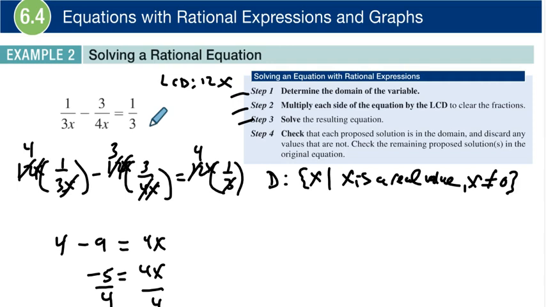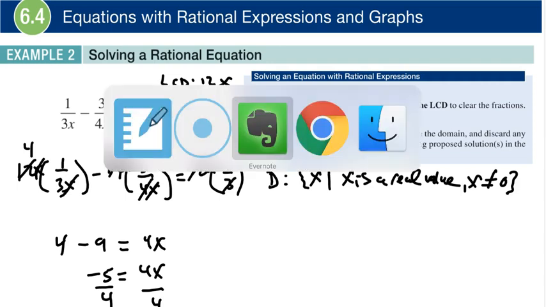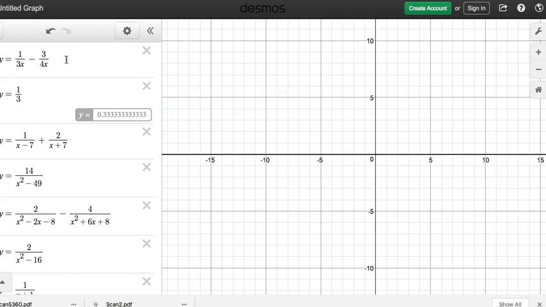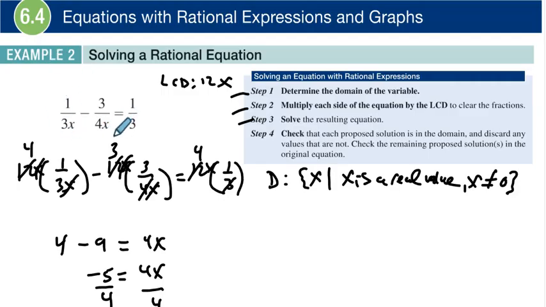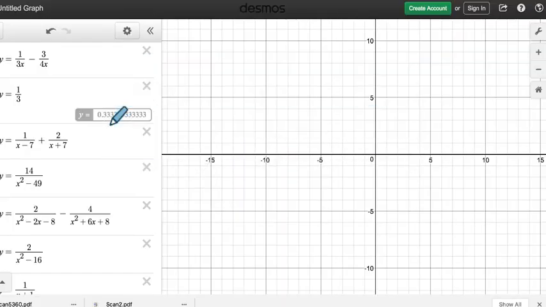So to check my answer here, I'm just going to use Desmos. I just went to desmos.com, and I already inputted these two here. Don't mind all these other examples because those are from upcoming examples. But if I were to graph the left side, y equals 1 over 3x minus 3 over 4x, and then graph the right side, y equals 1/3, basically what this means is if I graph both sides of this equation, where they intersect is the solution. And that's what the equal sign means: when are they equivalent? That's why if you graph it, that's a visual of that.